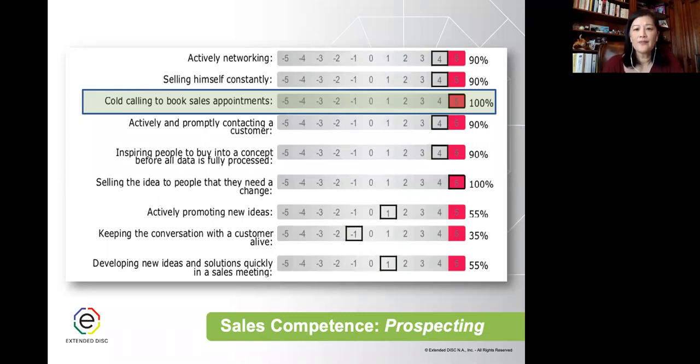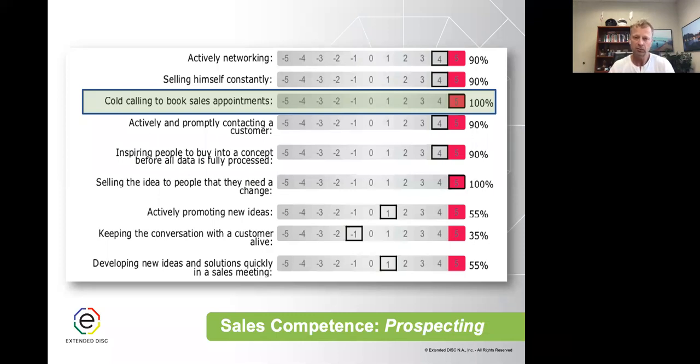What does that mean when it comes to, in this case, cold calling to book sales appointments? It simply means that the person's natural behavioral style is such that this behavior is going to be very comfortable for them. They do not have to modify their behavior, or some people say they don't have to leave their comfort zone. They can be who they are, and they're going to do well in that area.